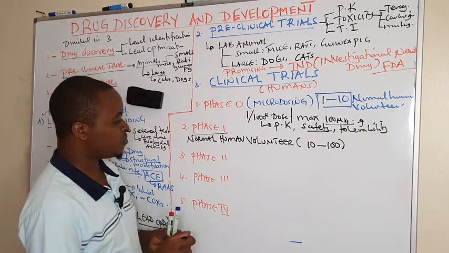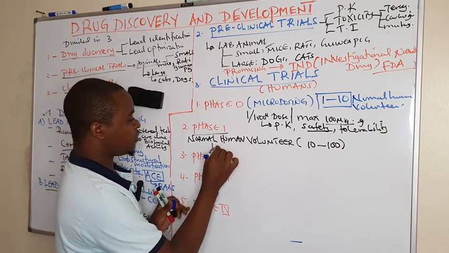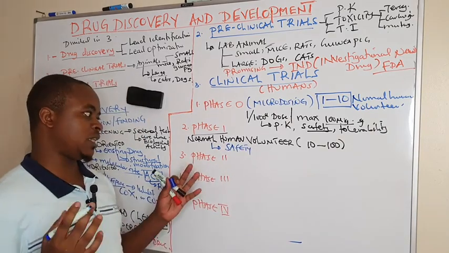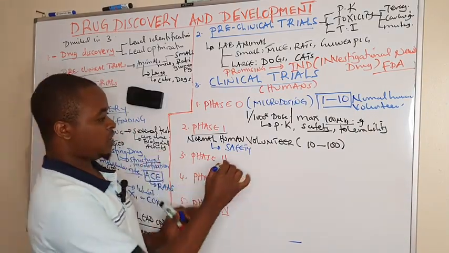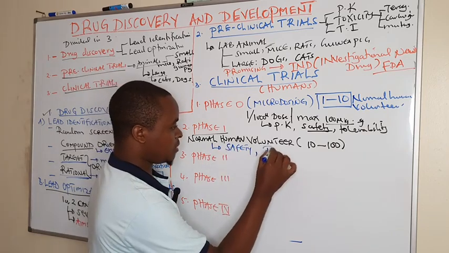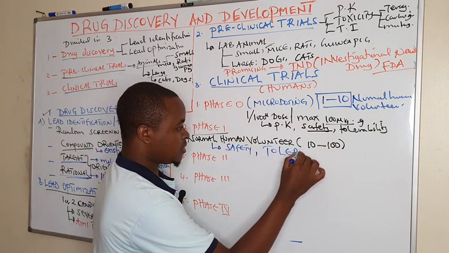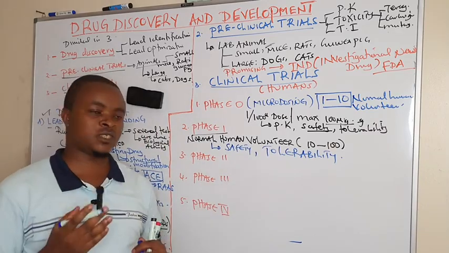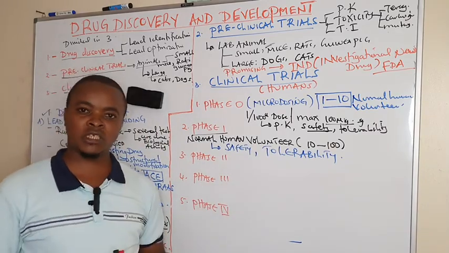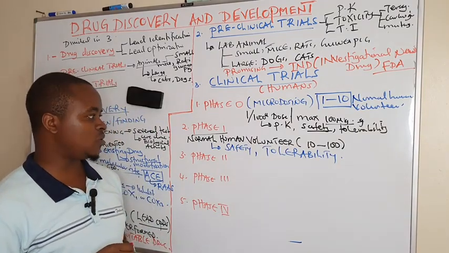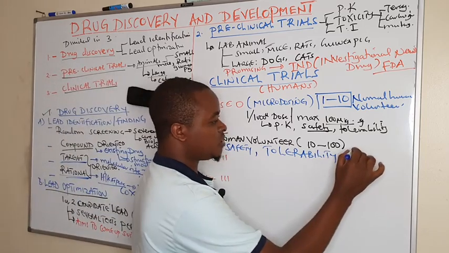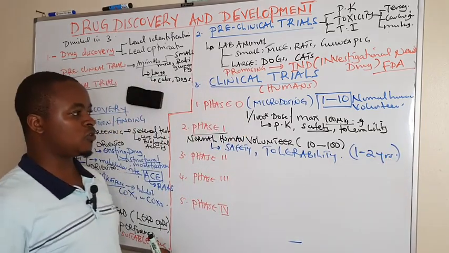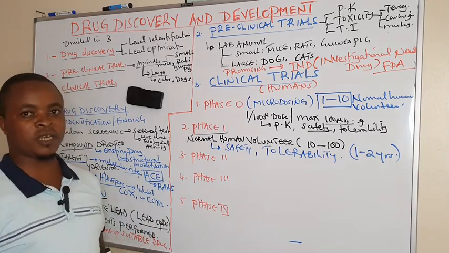And the major tests performed here, we are looking at the safety of the drug when given, whereby we shall determine its therapeutic dose and index. Then another thing we are looking for is tolerability, how human beings are able to tolerate the drug, at which dose they tolerate it without toxic effects. And this duration takes between 1 to 2 years to finish this study in normal human beings.